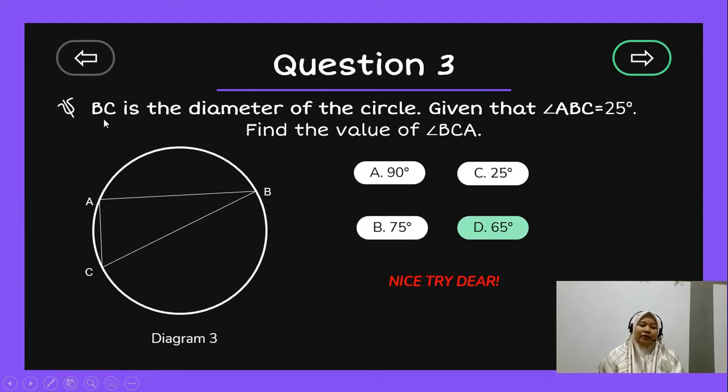By having the sentence that mentioned BC is the diameter, we know the angle opposite to BC is 90 degrees. So here is 90 degrees. And given that ABC is 25, in one triangle we have 180. Hence, to find ACB or BCA, we can subtract 180 minus 90 minus 25. Then we will get 65.